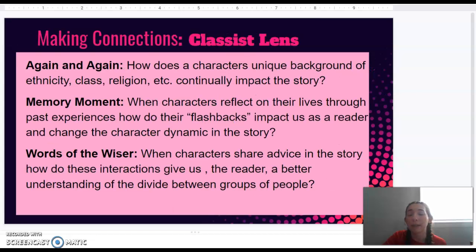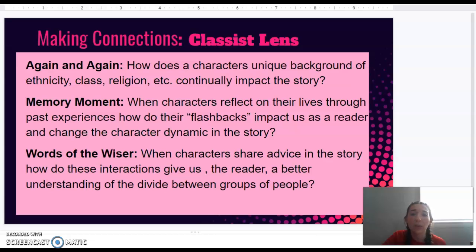As far as making connections, we're going to go back to looking at foreshadowing. So if we're thinking about again and again, how does a character's unique background of ethnicity, class, religion, other forms of socioeconomic differentiators continually impact the story? So a lot of times, if we are going to pull in a class structure like we see in Brave New World, it will impact how the characters behave or how they feel about themselves.